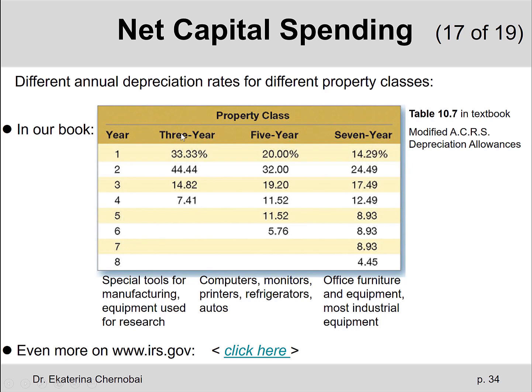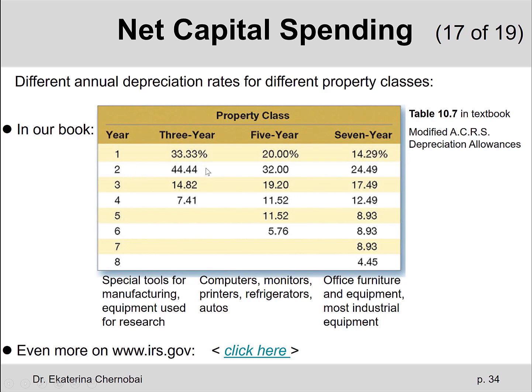As an example, let's say we are buying an asset for $10,000, and it's a 3-year property class. Year 1 is 33.33%, which means out of that initial value that we had, what was it? I think I said $10,000, right? Out of that number, 33.33% will be lost in the first year. So that would be $3,333 in depreciation for year 1.